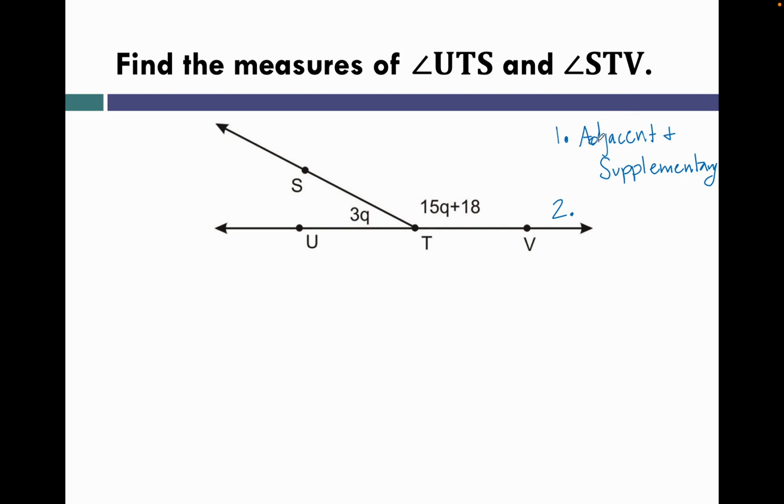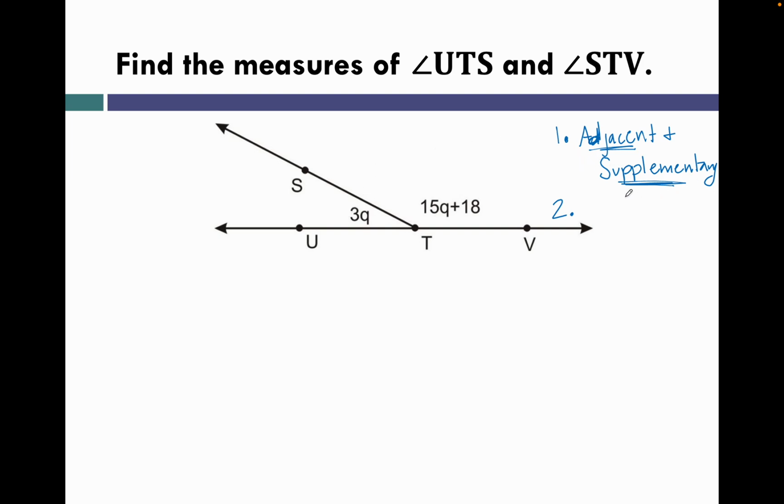This adjacent relationship is helpful, but not in the way of telling us what kind of equation to set up, because adjacent just tells us they're next to each other, but it doesn't tell us anything about what their measurements are. So what we need here is actually the supplementary to tell us something about the angles and their measurements.